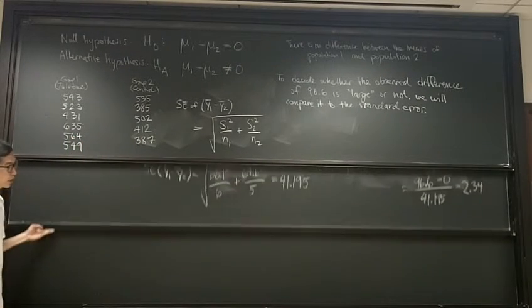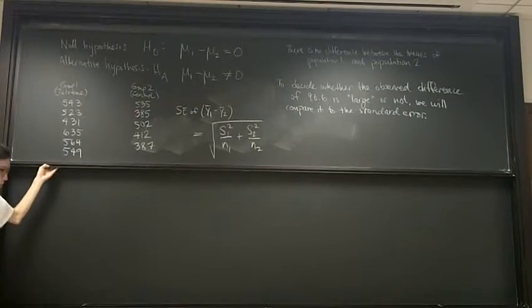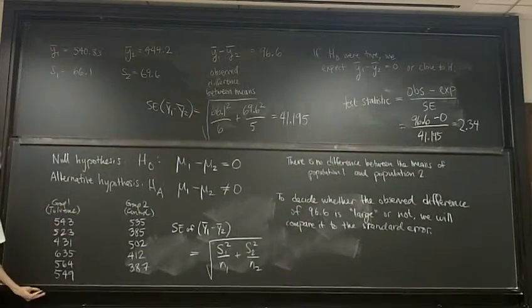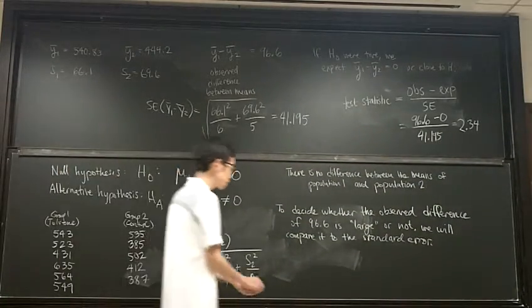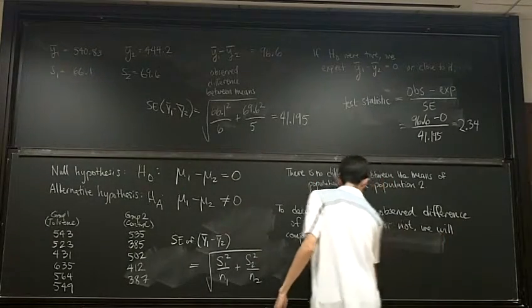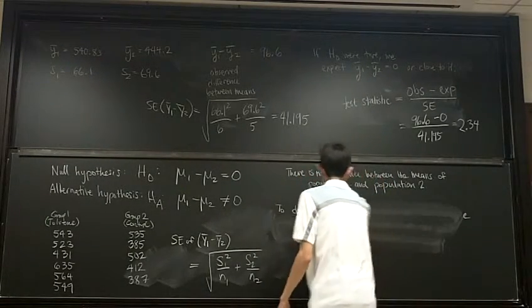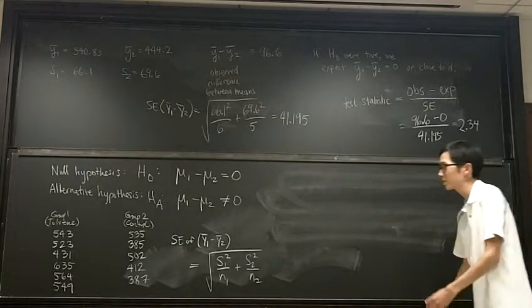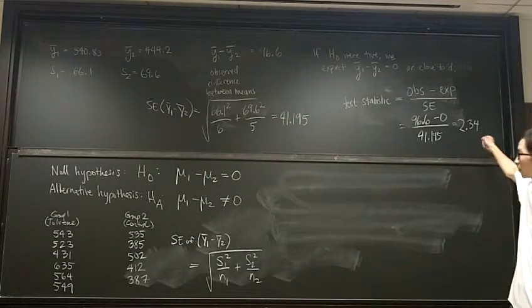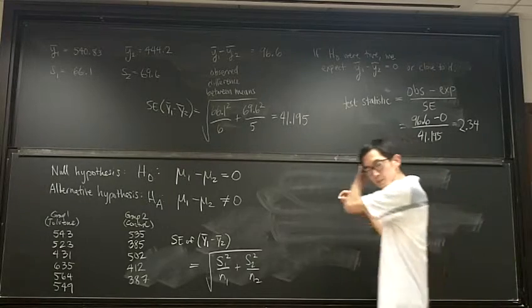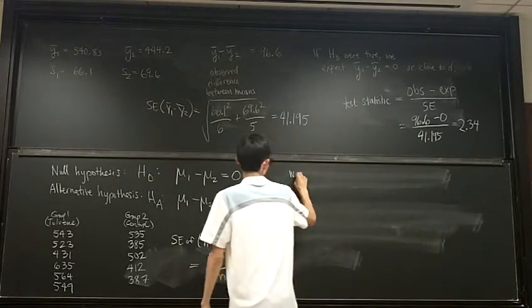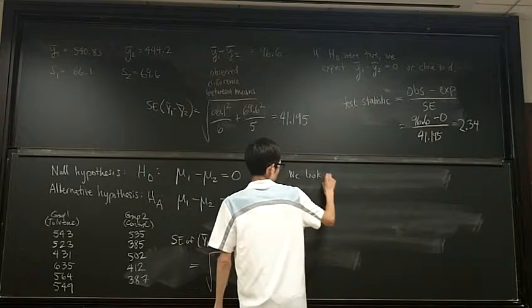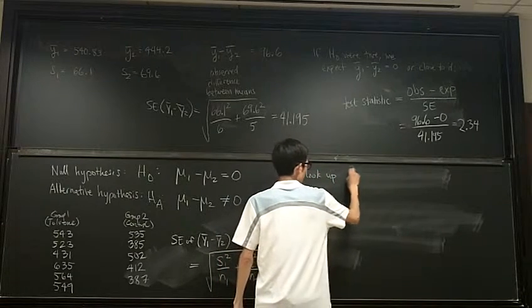So we have to look up 2.34 in our t distribution to decide whether or not this is a large difference, or to see the probability of getting 2.34. So we look up 2.34.